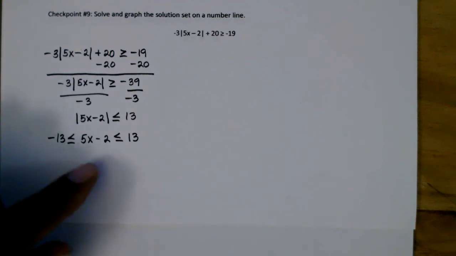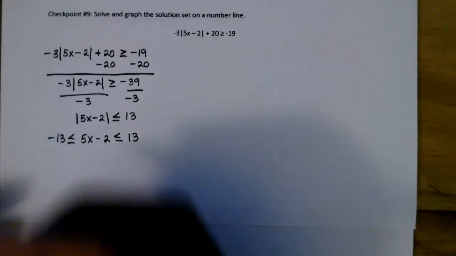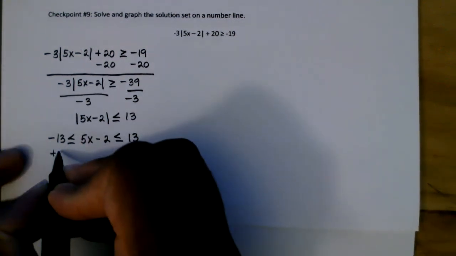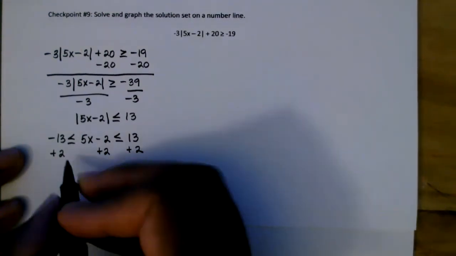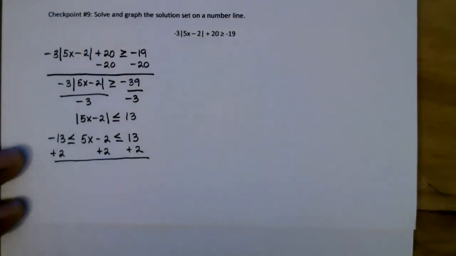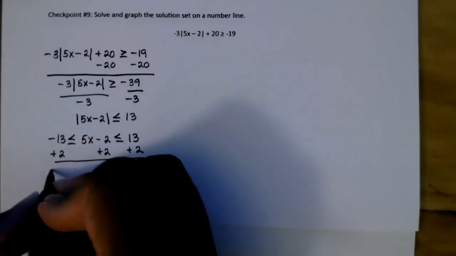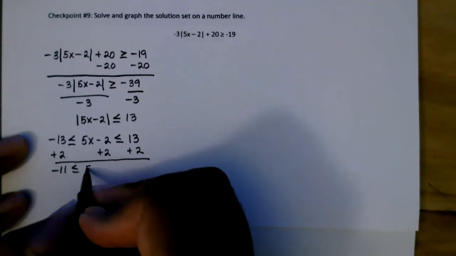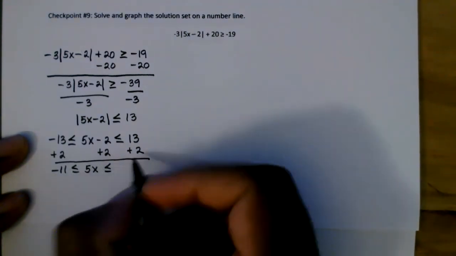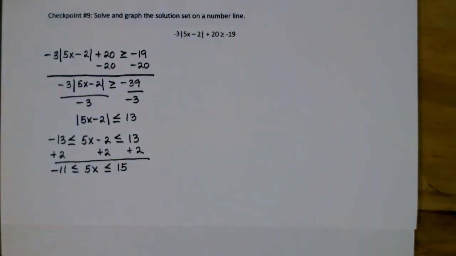So now I need to get rid of the -2 by adding 2 on both sides. In fact, it's a compound inequality, so I need to add 2 on the left, in the middle, and on the right. So in this case here, -13 plus 2 is -11. And that's going to be less than or equal to 5x, and less than or equal to 13 plus 2, which is 15.